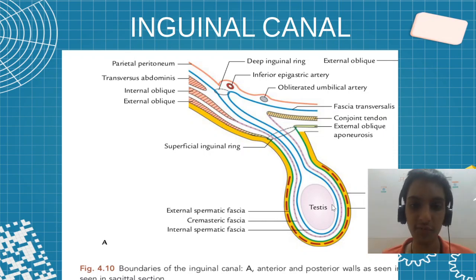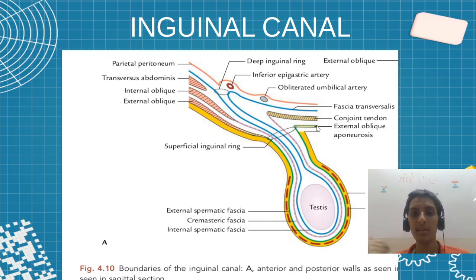Boundaries and contents. First, the boundaries. These are the anterior and the posterior sides. We are finding first the superficial and deep inguinal ring. Then this is the parietal peritoneum. Inferior epigastric artery. This is the umbilical artery. The fascia transversalis covering the three muscles, I already told you. The conjoint tendon. The external oblique with the aponeurosis.